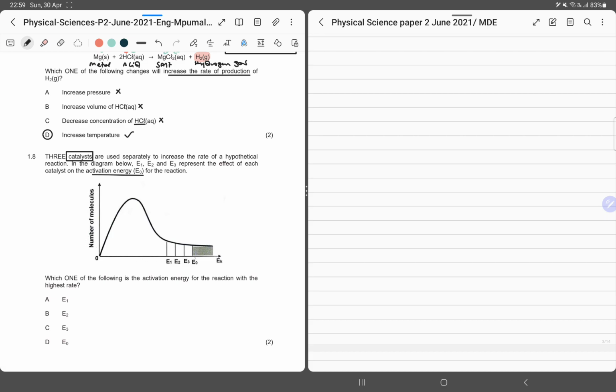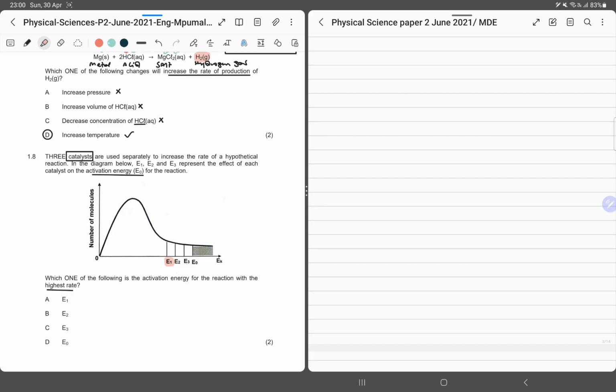Here we go. We can see the number of molecules. It's like the so-called Maxwell-Boltzmann distribution. Number of molecules on the y-axis, and then we've got the average kinetic energy on the x-axis. Okay, not a problem. So the question says, which one of the following is the activation energy for the reaction with the highest rate? Now let's inspect our diagram a bit. Look at E1, for example. It drops the activation energy to E1. So this is like the most drop. It drops it by far, and that means the reaction rate should be higher.